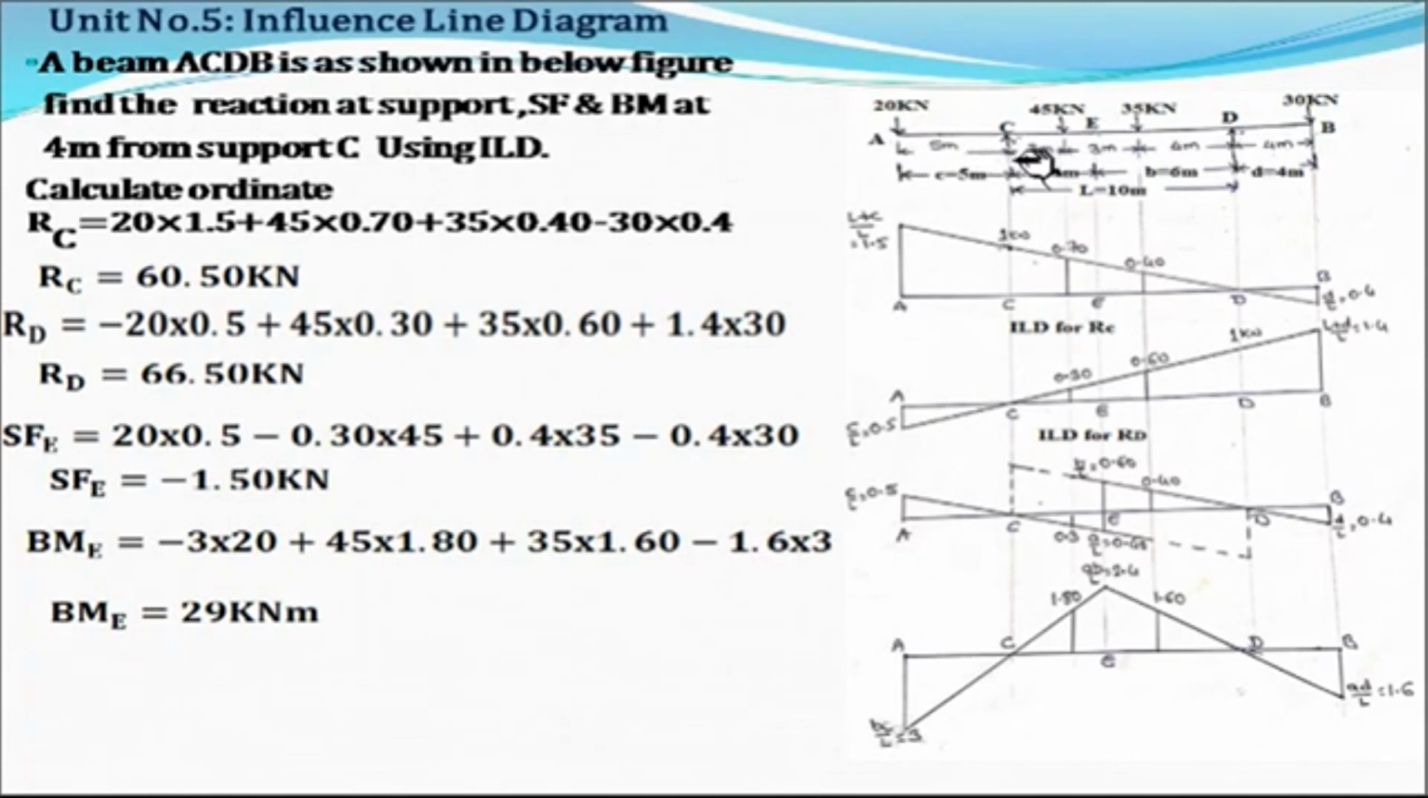Okay. And the overhang CA of length 5 meter, which is equal to small c, and overhang on the right hand side of the simply supported beam of length 4 meter, and the length of the simply supported beam is 10 meter. Okay. Now here they have given the section E, which is at 4 meter. They have mentioned 4 meter from support C, and this value is equal to small a. Okay. So 10 minus 4, so the value of b, that is from support D, will be equal to 6 meter.